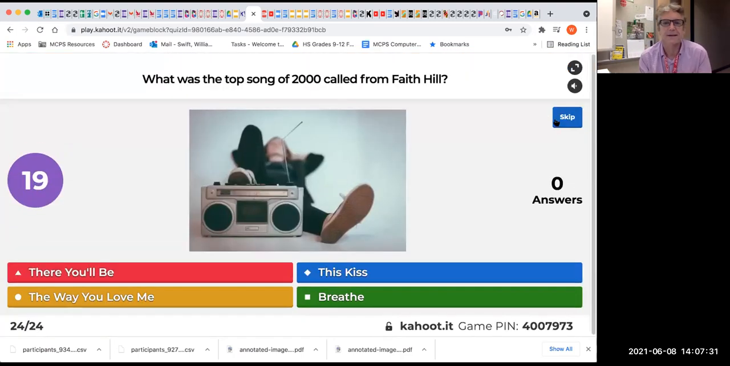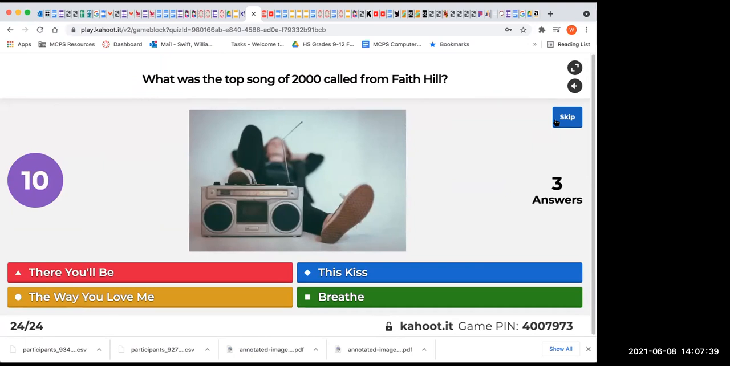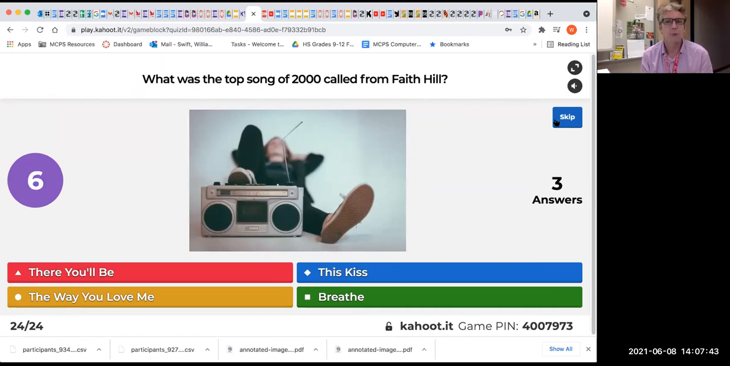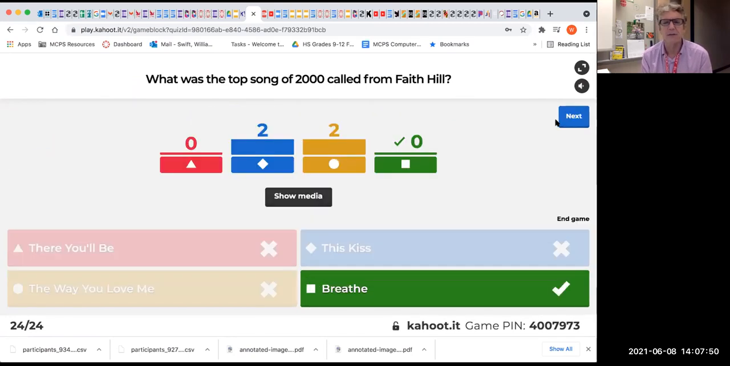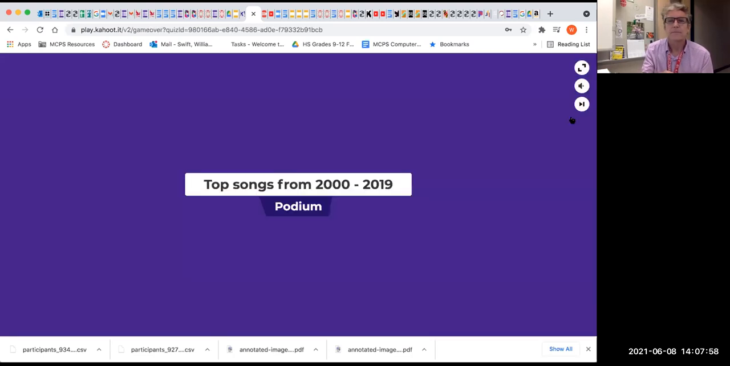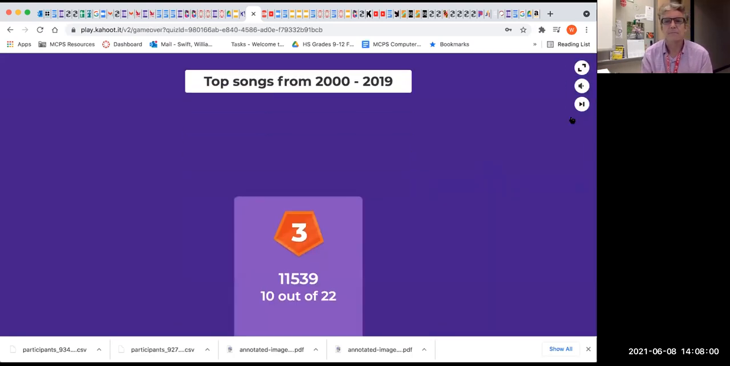2000 from Faith Hill. There You'll Be, The Way You Love Me, This Kiss, or Breath. My screen is frozen. I can't see the question. Oh no. All right. Red is There You'll Be. Blue is This Kiss. Gold is The Way You Love Me, and Breath is our winner. Let's see. Who do we think? Who names these songs?